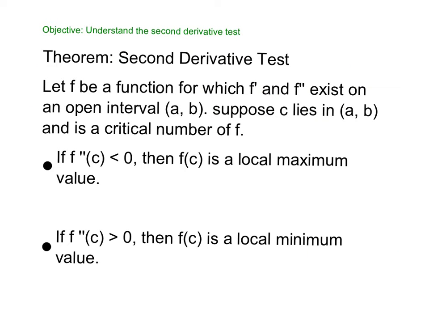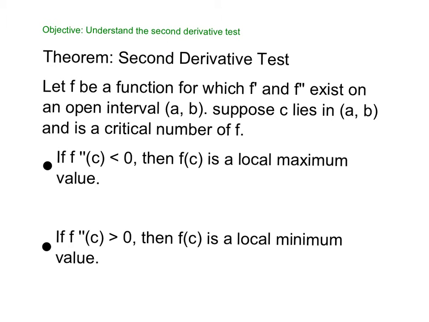All right, the second derivative test. Let f be a function where f prime and f double prime exist on the open interval. Suppose c lies in a to b and is a critical number. If the second derivative at c is less than 0, then f of c is a local max. If f double prime of c is greater than 0, f of c is a local minimum.